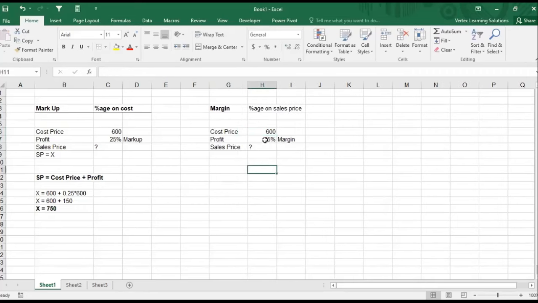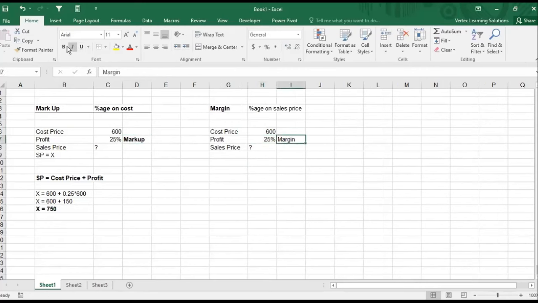Profit is 25%, but this time it was markup. Now I'm assuming that it is margin, and you have to calculate the sales price. So what happens? We use the same equation. The equation will not change, and the selling price we do not know. We call it X, and the cost price is 600, and profit is 25% margin.